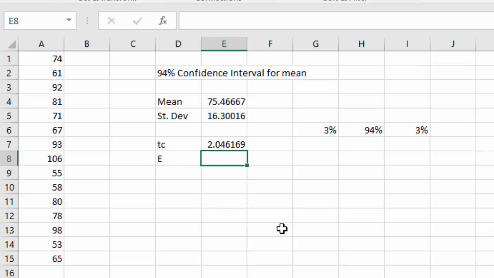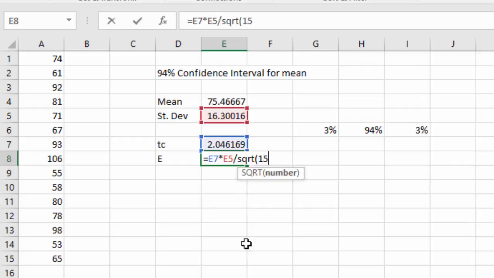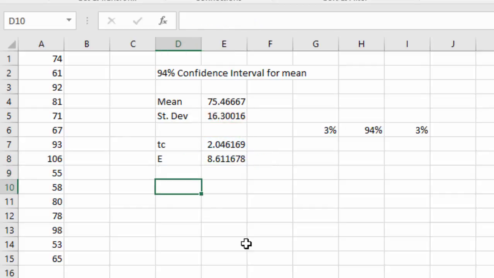Now we're ready to calculate the error. Very similar to last time, equals the t-value times the estimate for the standard deviation divided by the square root of the sample size, which is 15, closing parentheses around the 15, and we hit enter and we find an error of about 8.61. We can now calculate the low and high values of our 94% confidence interval.